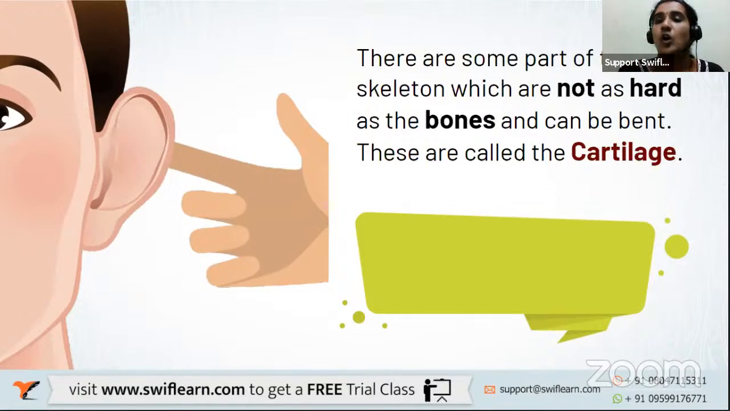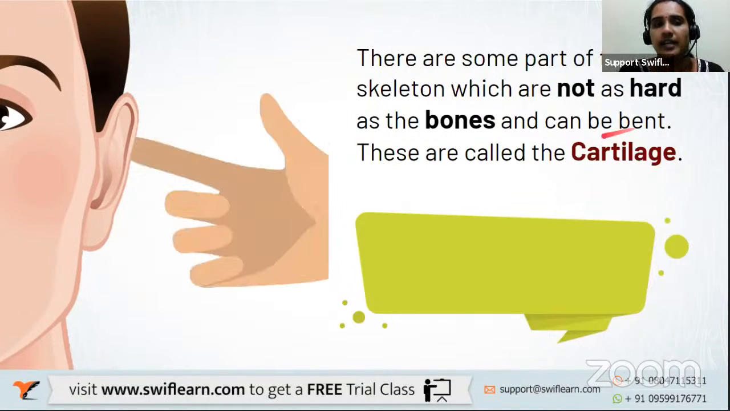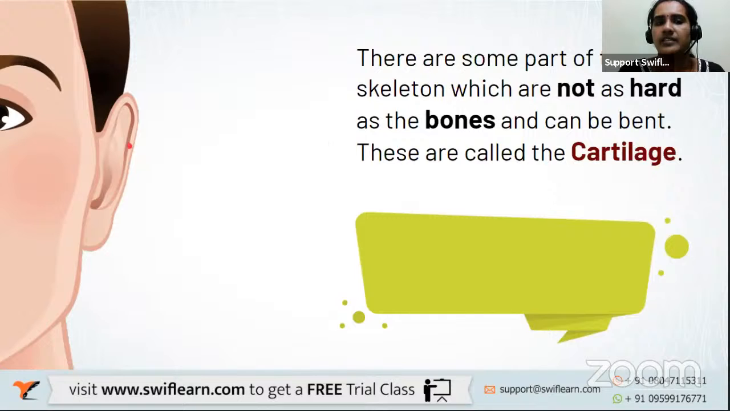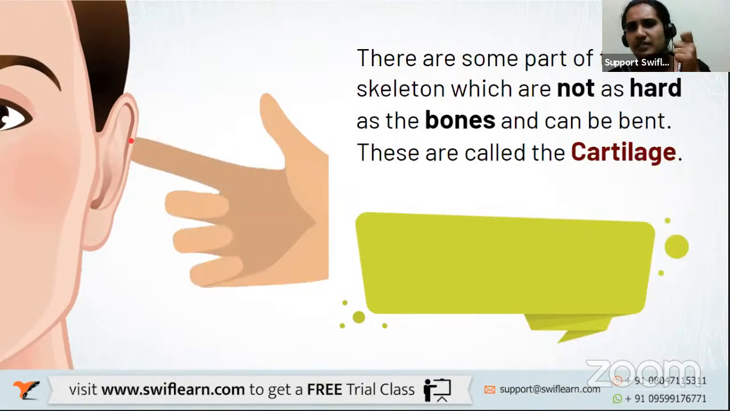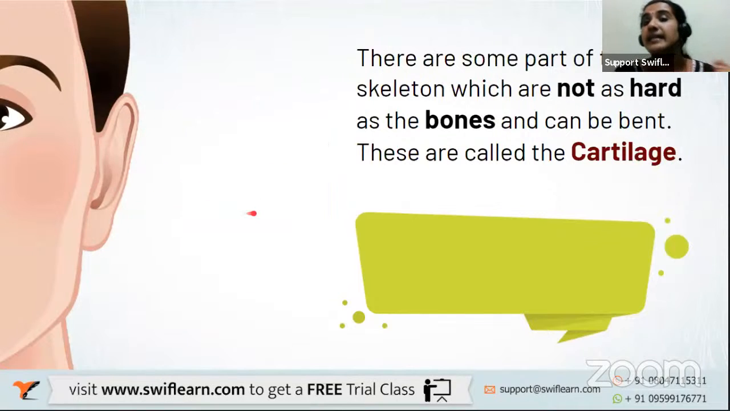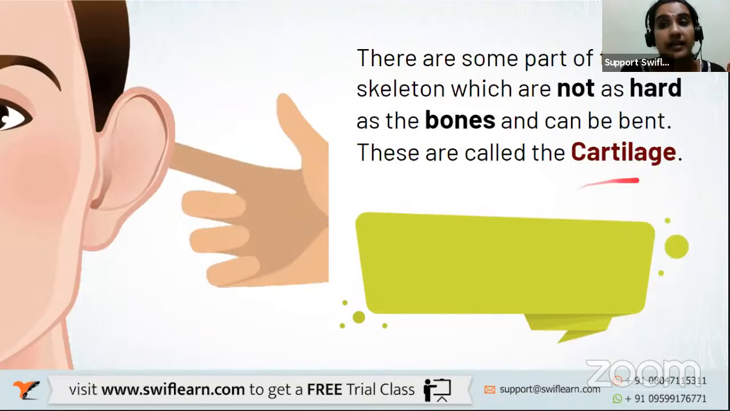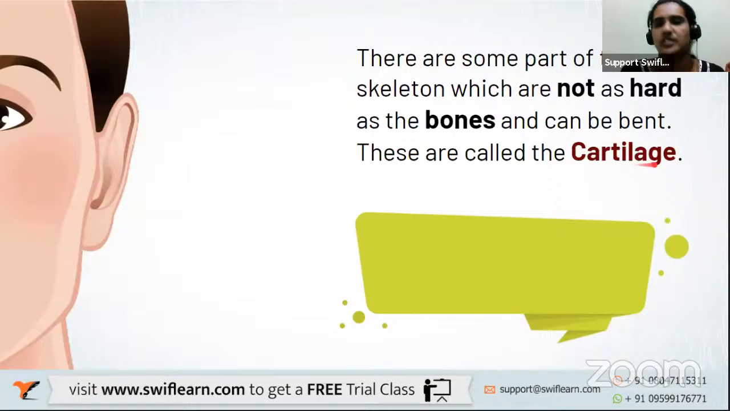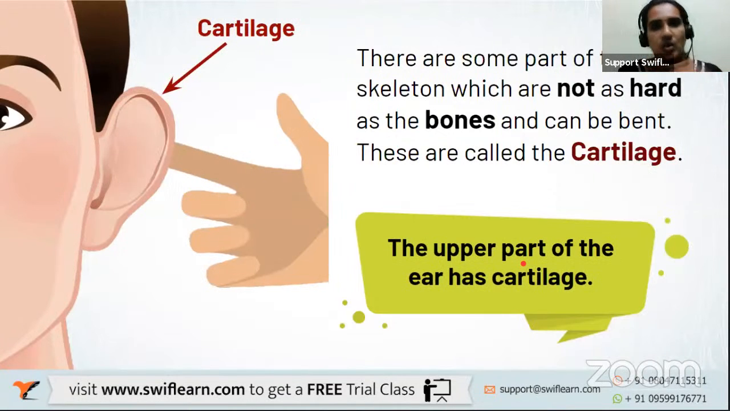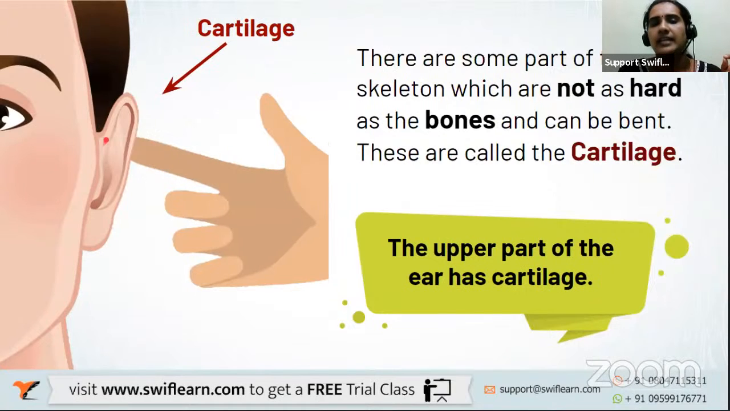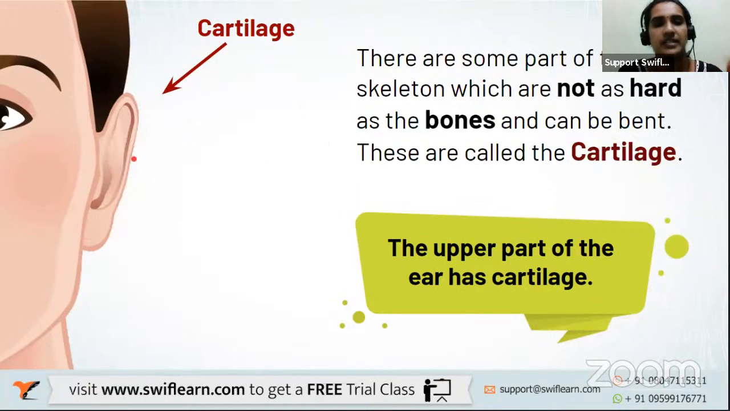These are called cartilage. What are they called? Cartilage. You can see here how the ear moves when we touch it. It is not hard, but something soft. And this is known as cartilage. The upper part of the ear consists of cartilage. It is a soft bone.